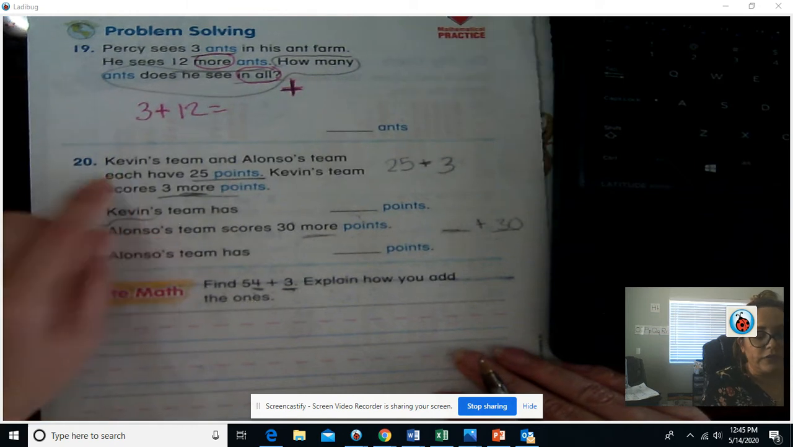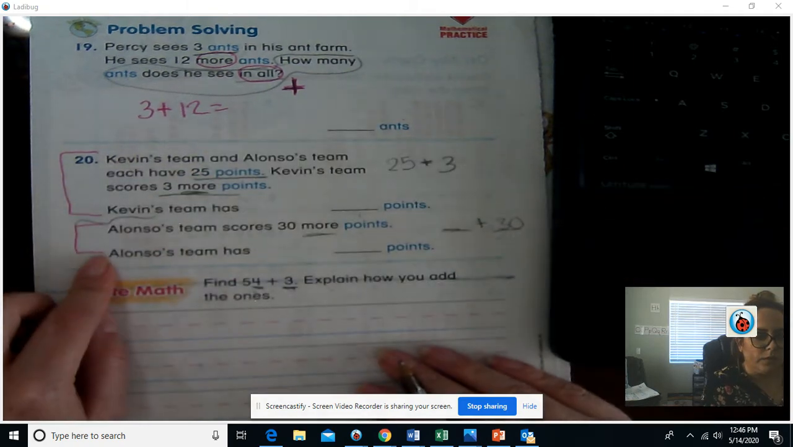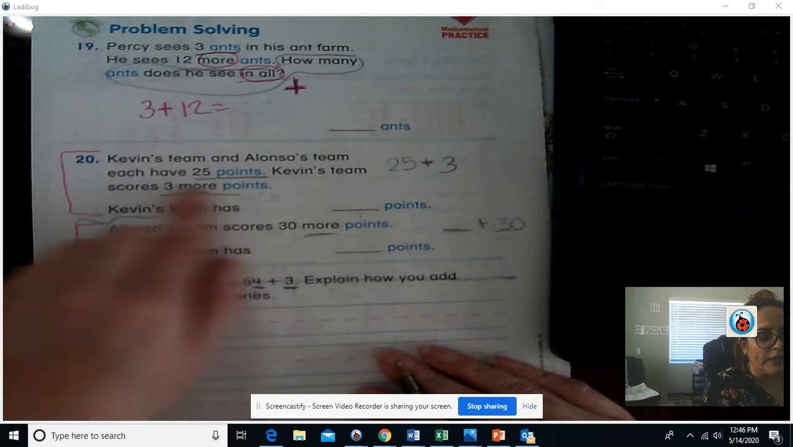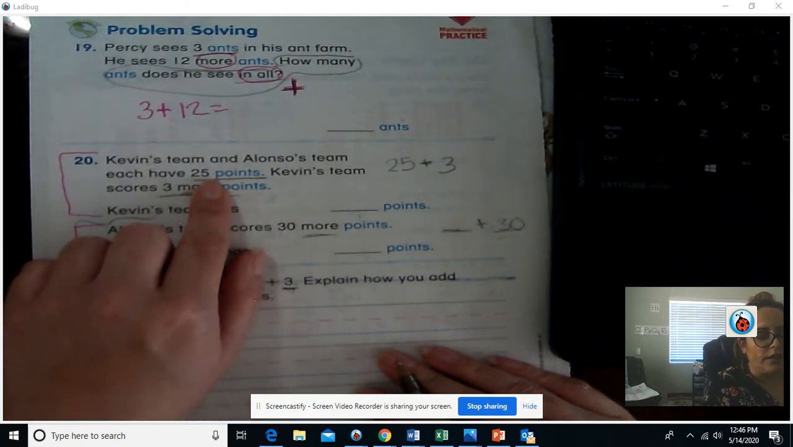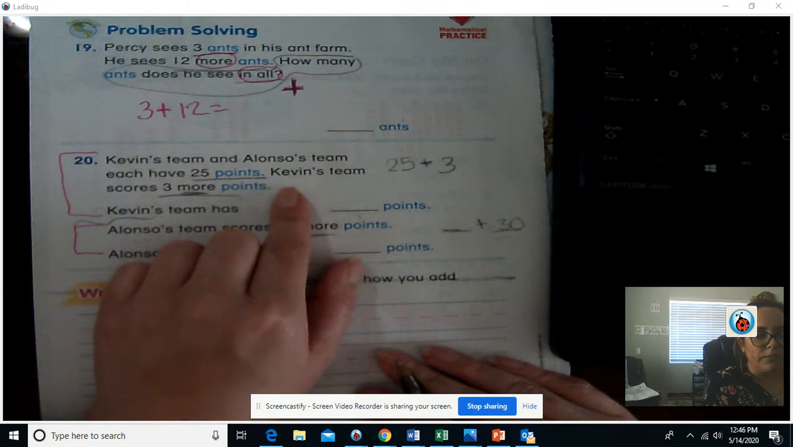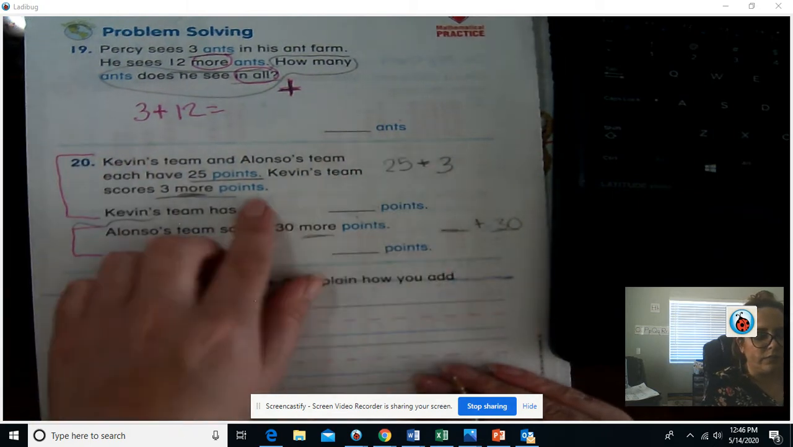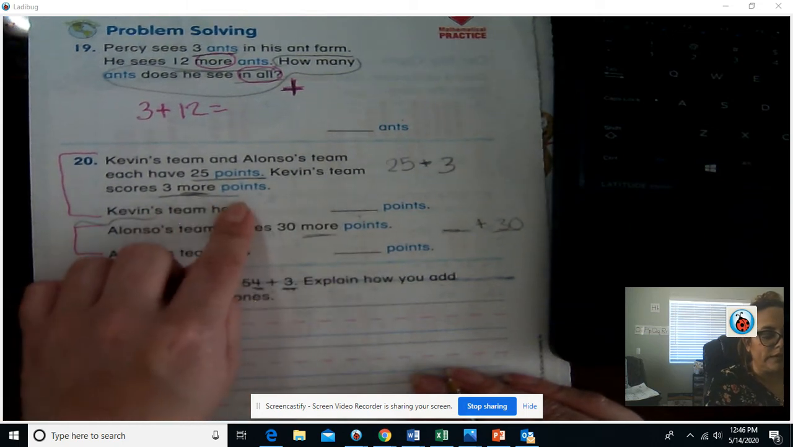Number 20 has 2 parts. This is part 1 and this is part 2. It has 2 parts. It says Kevin's team and Alonso's team each have 25 points. Underline what you know. So each team, Kevin's team has 25 points and Alonso's team has 25 points. Kevin's team scores 3 more points.